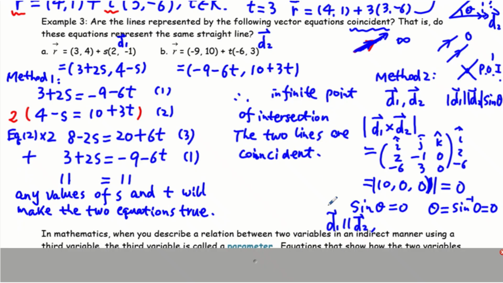Then we need to continue to find if they have one point that is the same. So we could sub in one of the points into the equation and find out if they are the same. So for example, from the B, if t equals -2, then we sub it back, you will find out the r equals 3, 4. So one point on both lines and they are parallel, it will give you the same line. So then this is the second method.